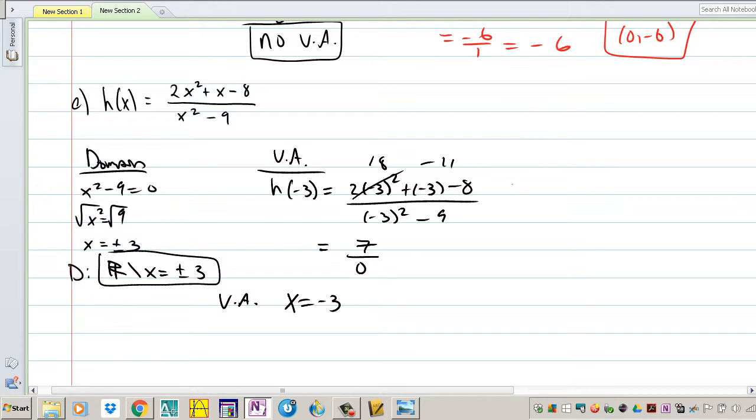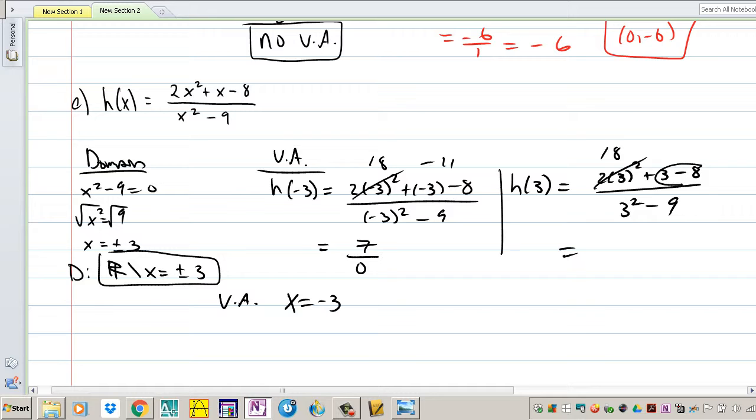Let's try positive 3. 2 times 3 squared plus 3 minus 8 all over 3 squared minus 9. So this is still 18. These two become negative 5, so it's 18 minus 5, which is 13 over 0. So x is equal to negative 3 and positive 3 are vertical asymptotes.